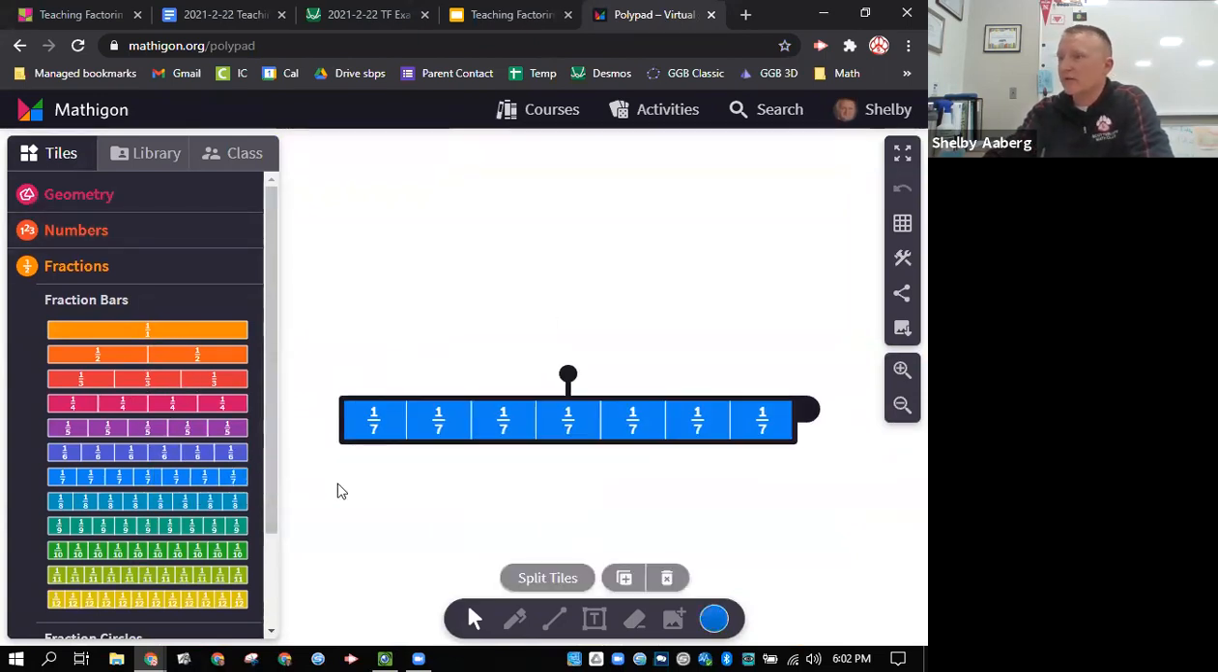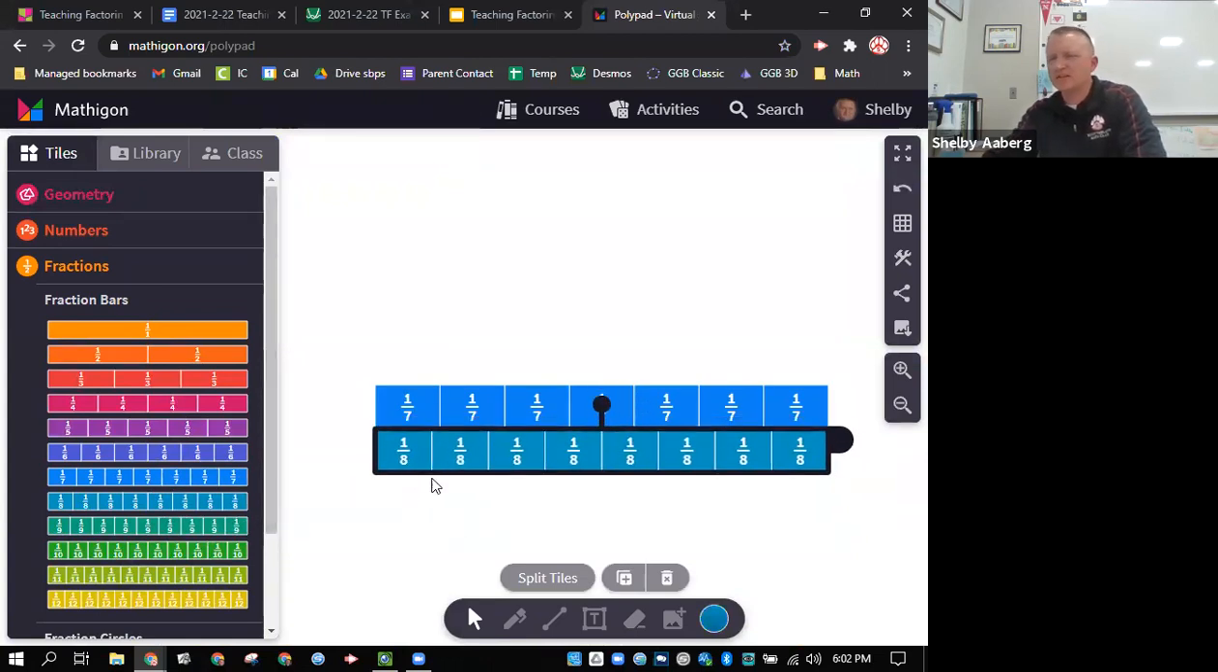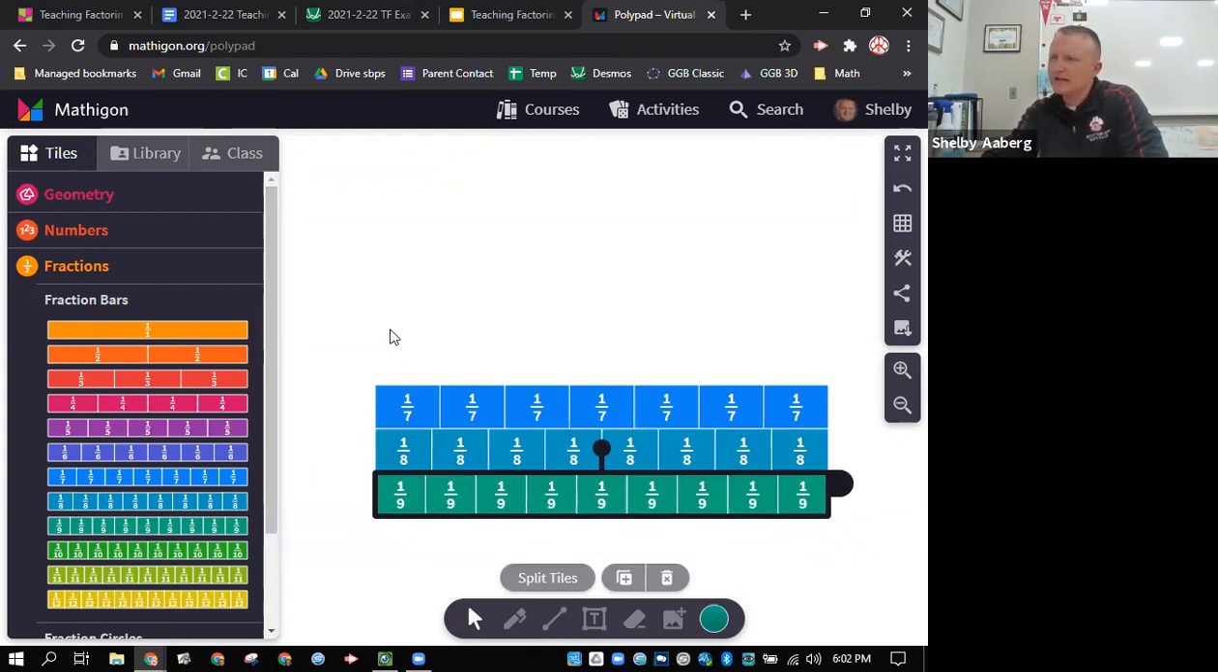So I was pulling like 1/7 and 1/8 fraction bars. And then I was staring at this going, okay, so if I was solving this problem rigorously, I would line these three fraction bars up and I'd start slicing the heck out of this. In fact, I would cut it 503 times, literally.